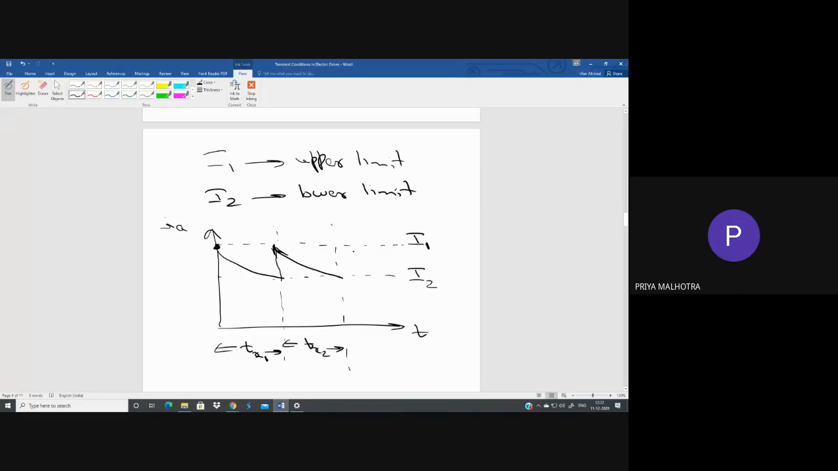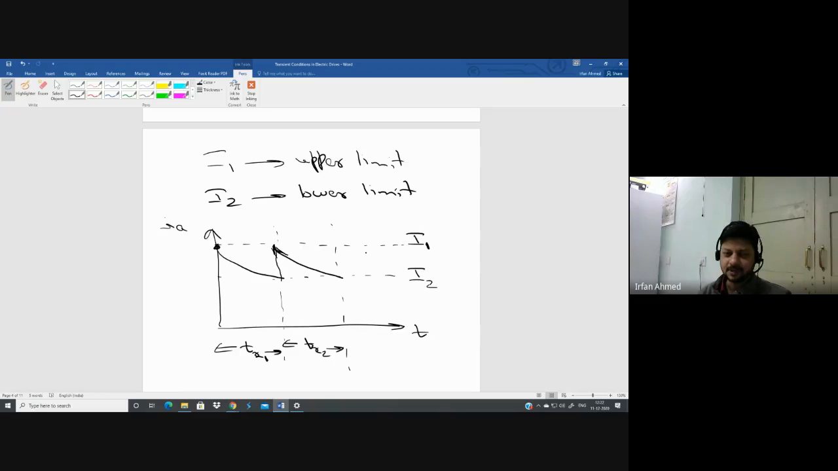Okay. So, sir, what you are showing here by this curve, the e to the power minus x curve, for Tx1 and Tx2, what you are saying means these are two startings? It's not two startings. You are reducing the external resistance in steps, the starting resistance.